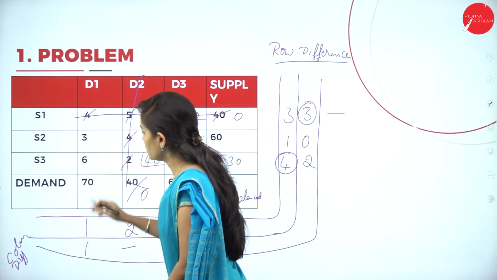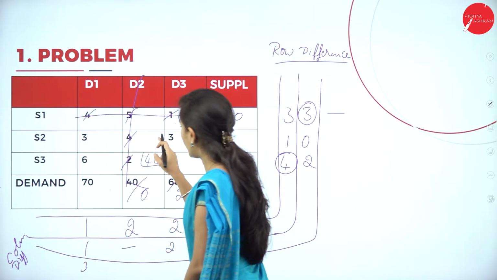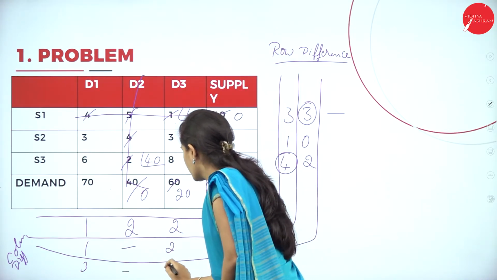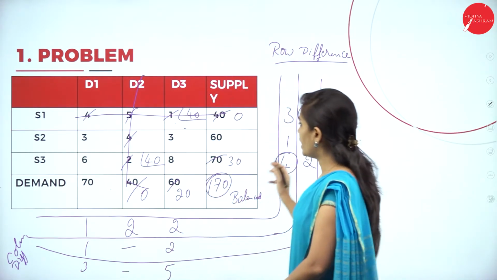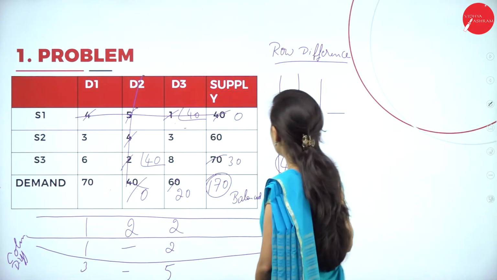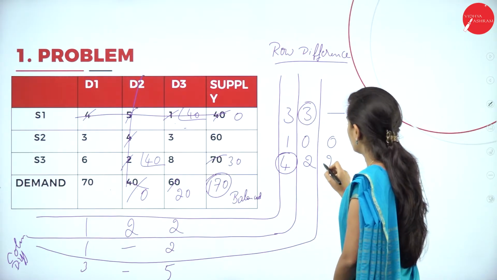Now I will find the column differences again. 6 minus 3 is 3, and cancel this column, and 8 minus 3 is 5. And for the row differences, I will consider this as the least value. 3 minus 3 is 0. 8 minus 6 is 2.